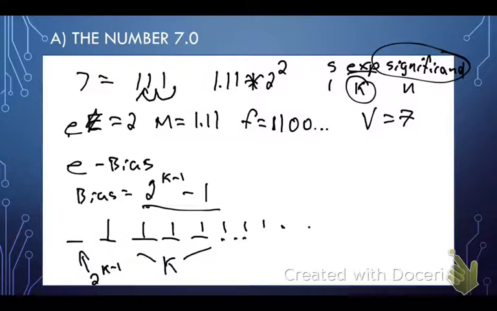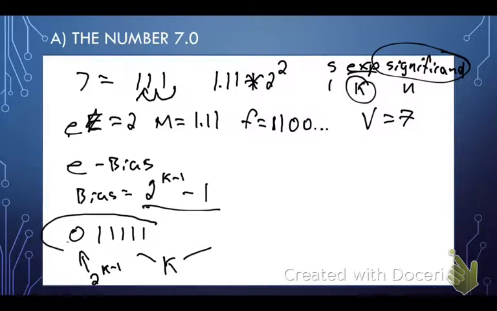Why? Well, because 2 to the k minus 1 would have been a 1 followed by a bunch of zeros, right? So if I subtract 1, then I'll simply have a 0 followed by a bunch of 1s. Okay? So this then is our bias.